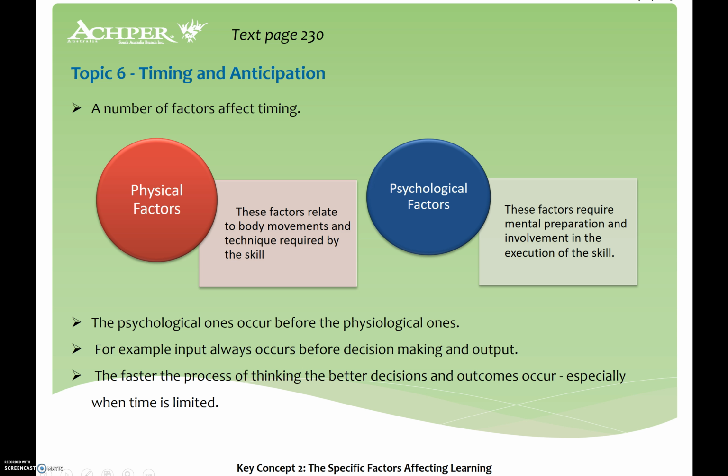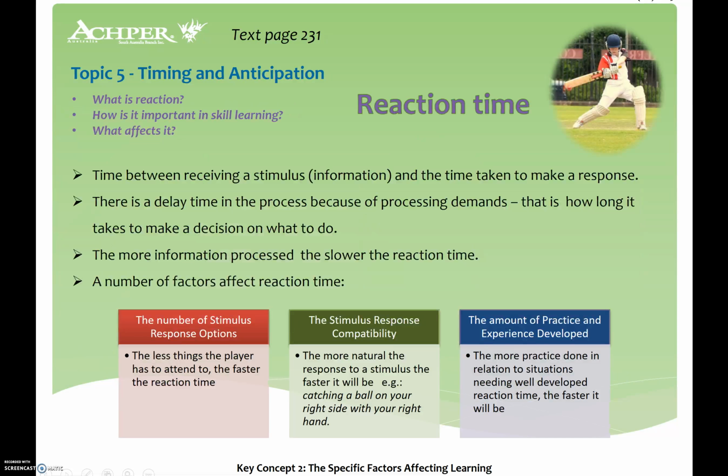So factors affecting timing: physical factors. These factors relate to body movements and technique required by the skill. And the psychological factors require mental preparation and the involvement of the execution of the skill. So psychological ones occur before the physiological ones. For example, input always occurs before decision making and output. So we always get the stimulus, the decision making, then the output. So the faster the process of thinking, the better decisions and outcomes occur.